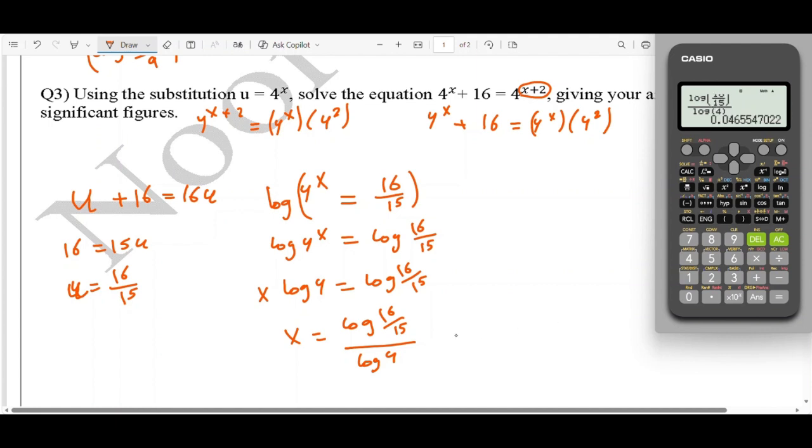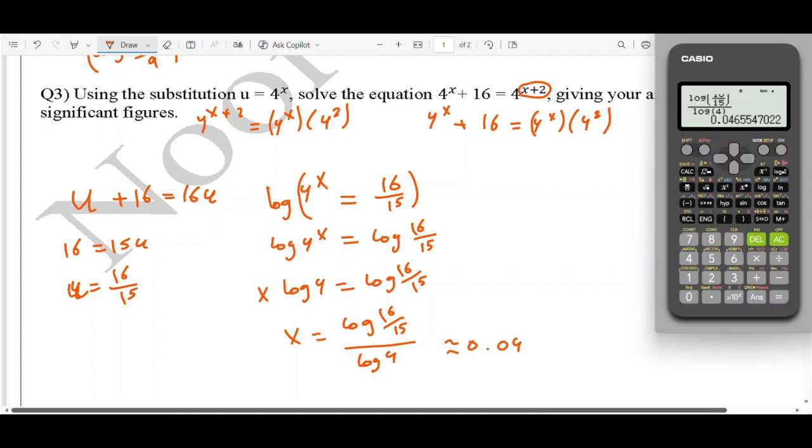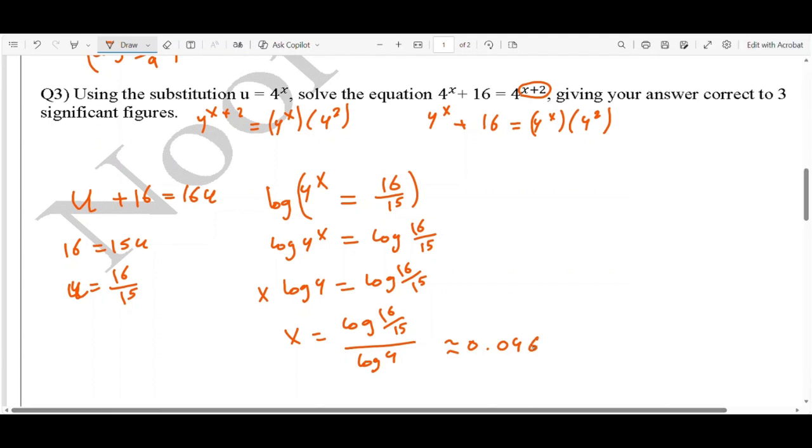So the answer for three significant figures will be 0.0466. Don't forget to do a check. Substitute x by this value.